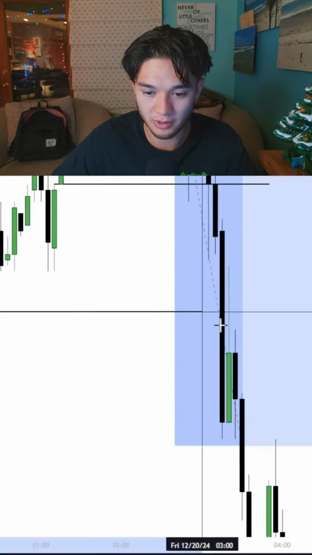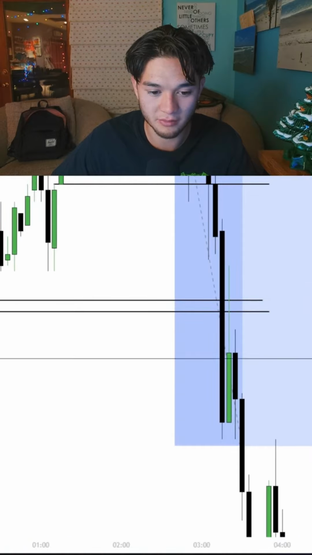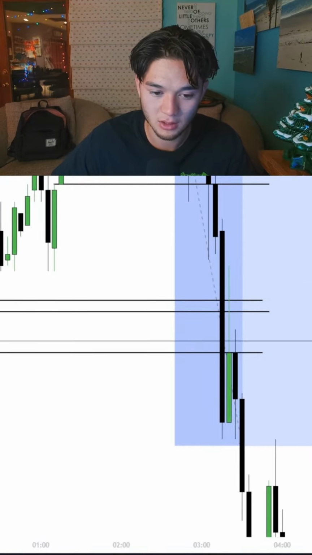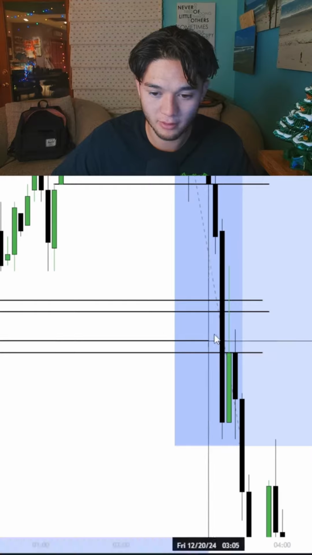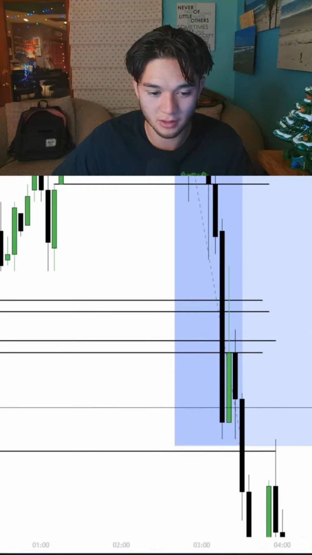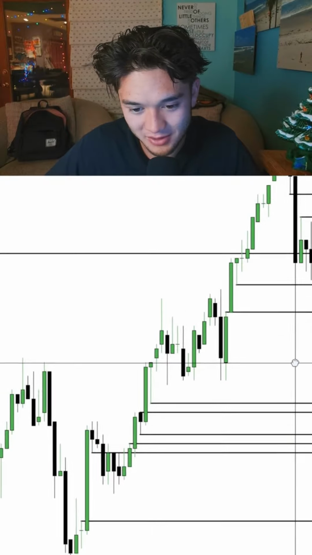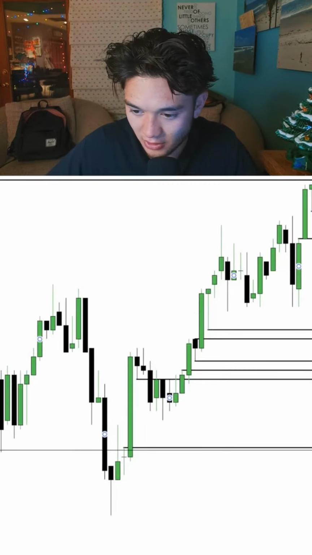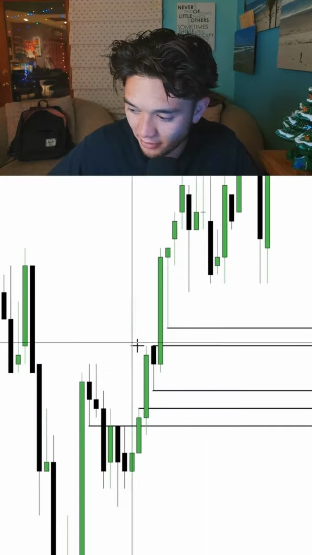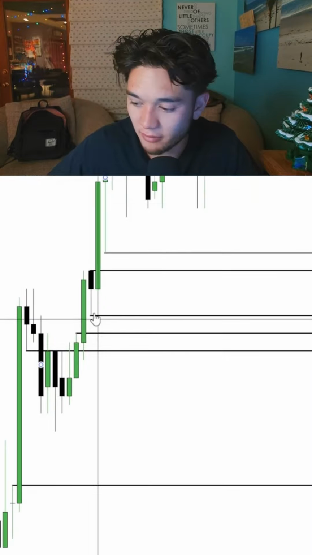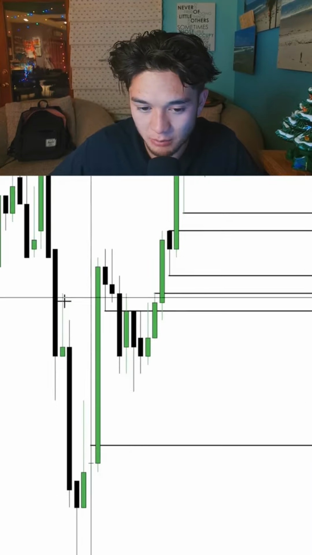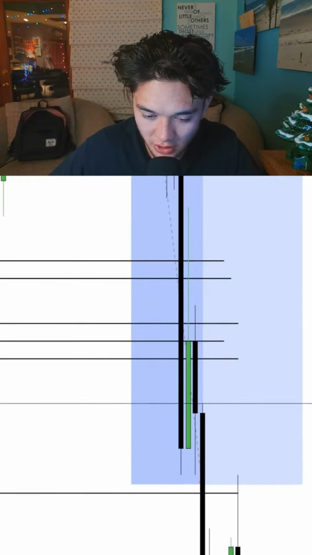We have this fair value gap right here. This can be a target. We have this fair value gap right here. And we also have this bigger fair value gap right here. As I was drawing that out, you actually couldn't see the fair value gaps because I'm an idiot, but these are what I was drawing out. We have this fair value gap that you could target. We have this little fair value gap that you can target. And we also have this bigger fair value gap over here that you can target.